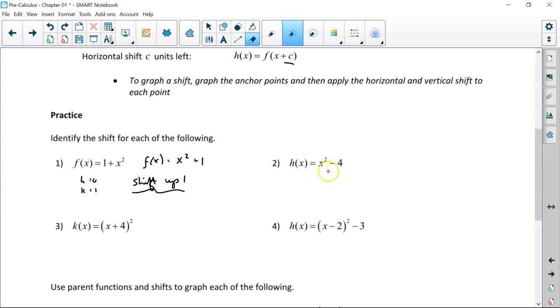For number 2, h is 0. There's nothing in the grouping symbols, and k is negative 4. So we're going to be shifting down 4.